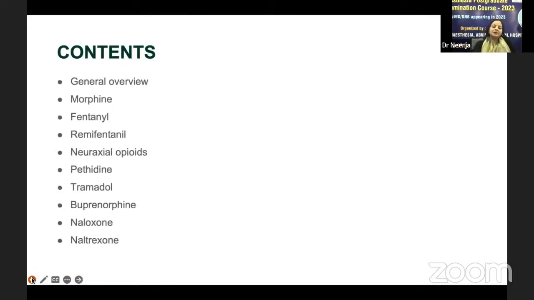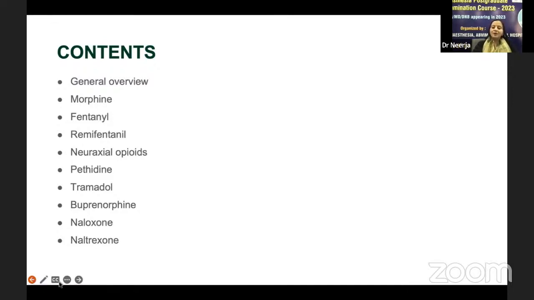Okay, so these are the things that we'll be discussing. Each individual drug would be discussed, and as you have seen in your Viva, we have discussed neuraxial opioids also. So whenever opioids are discussed, neuraxial opioids can be asked, and you get a short note also on neuraxial opioids. So remember to read that.